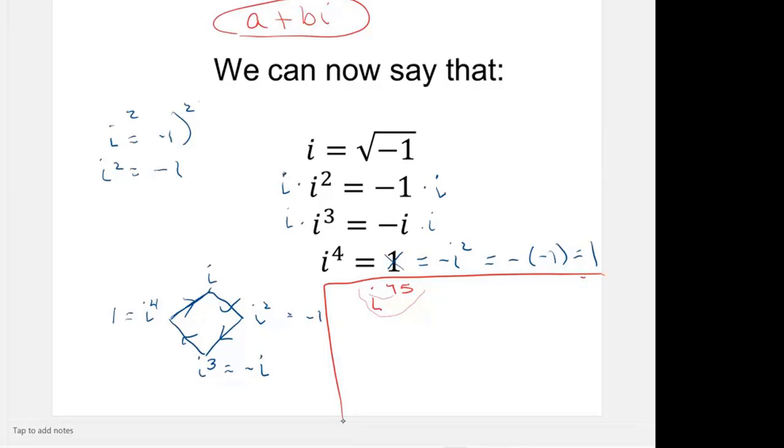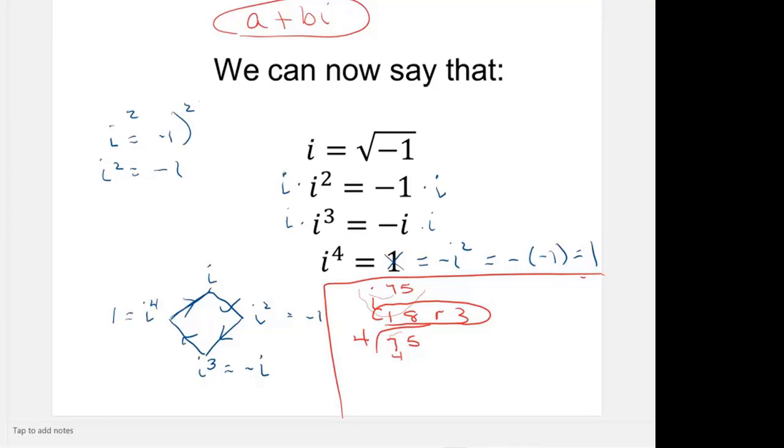Here's what I'm going to do. Because I know that i to the 4th is always equal to 1, I'm going to divide this by 4. 4 goes into 7 once, that gives me 4, 35 is 8, so that would be 32. So I'd have a remainder of 3. So here, if I divide 75 by 4, I get 18 with a remainder of 3.